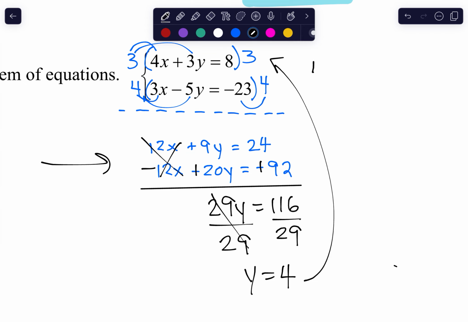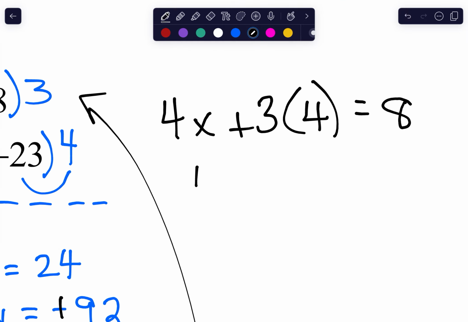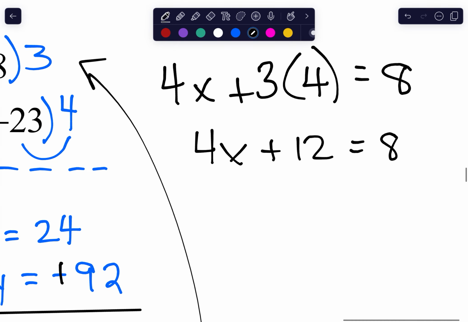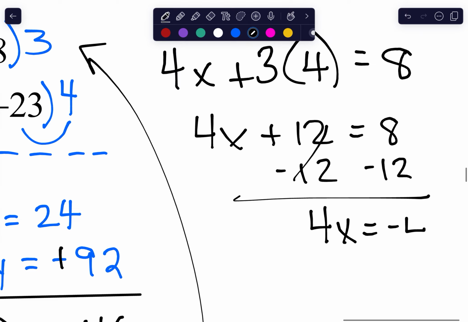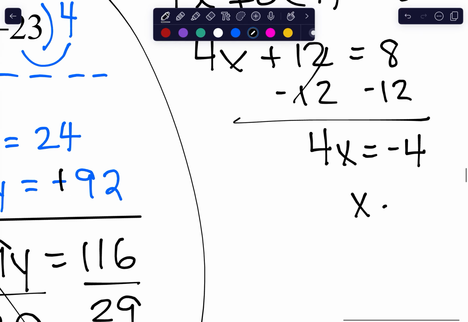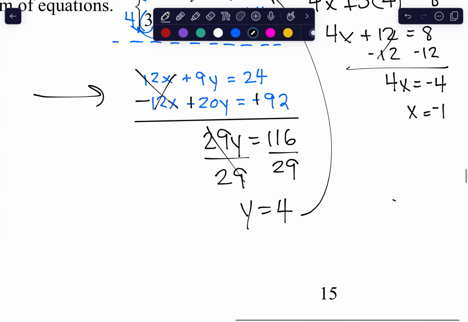So now it's 4x plus 3 times 4, because we just found that y was 4, equals 8. So 4x plus 12 equals 8. Subtract 12 from both sides. 4x equals negative 4. Divide both sides by 4. Sorry, I didn't show that. We get x is negative 1. So my ordered pair is negative 1, 4.